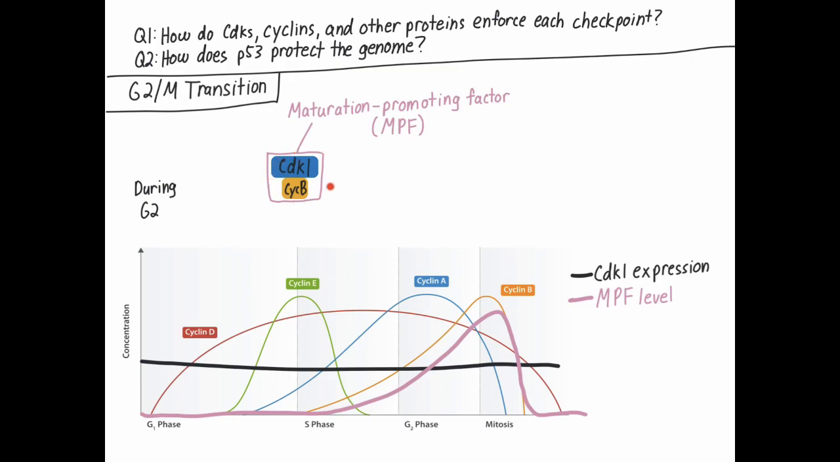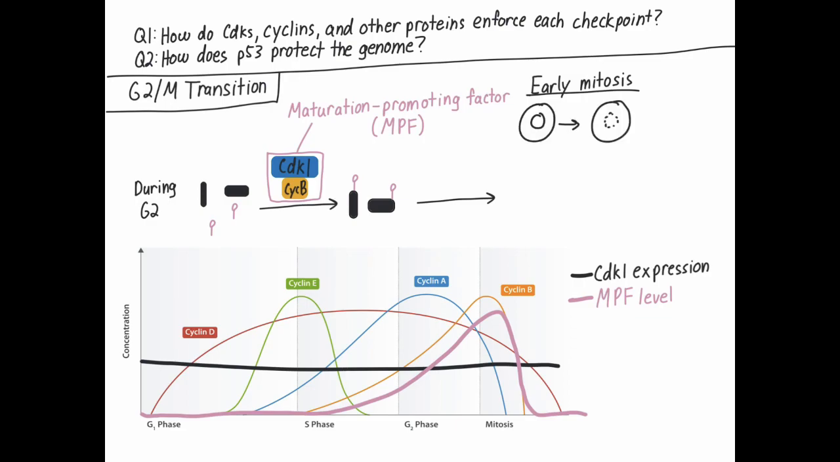The active MPF now phosphorylates its target proteins, which in turn initiate the events of early mitosis, including breakdown of the nucleus, chromosome condensation, and synthesis of the spindle apparatus. Because cyclin B must accumulate before this happens, the cell is stopped from initiating mitosis too early before S phase and G2 have been completed. So again, we see progression to the next phase of the cell cycle being controlled by the accumulation of a cyclin, in this case, cyclin B.